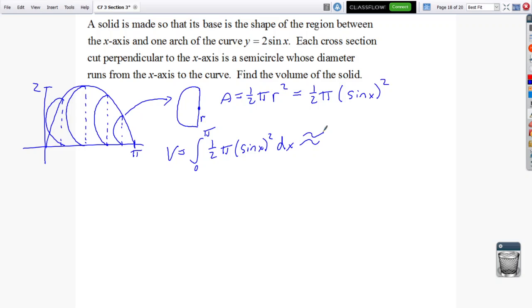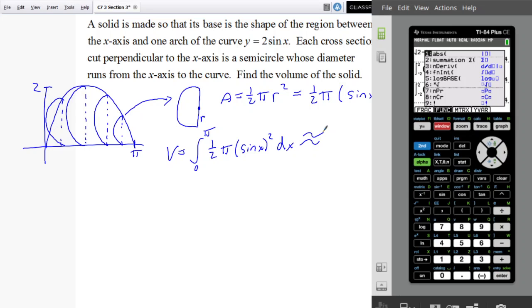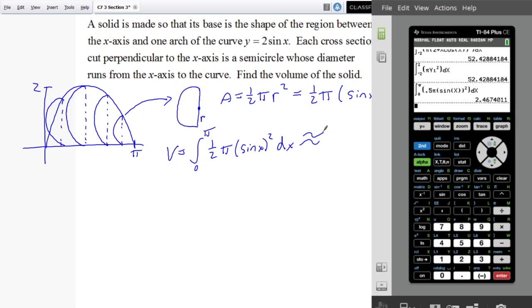I see some scary stuff in there. I do know that I could use trig sub in here, but I didn't teach you guys trig sub. So we're going to go right over to our calculator. Oopsies, I said alpha window 4. We're running from 0 to pi of 1/2 pi sine of x squared dx. There we go.